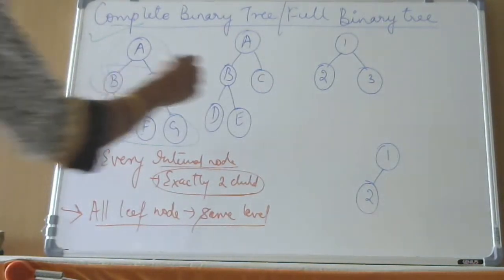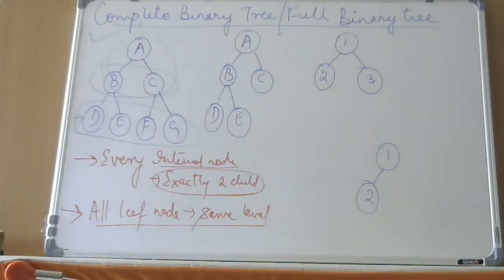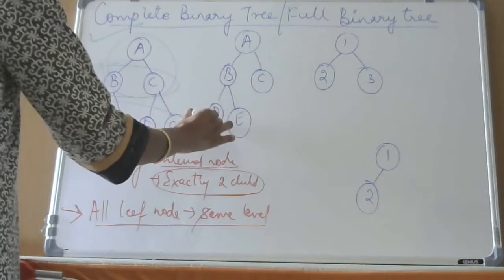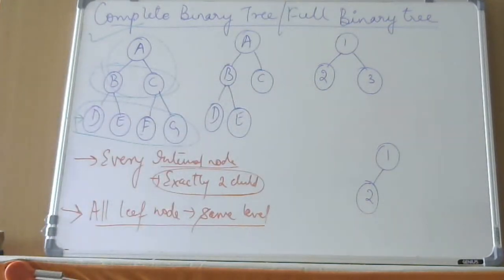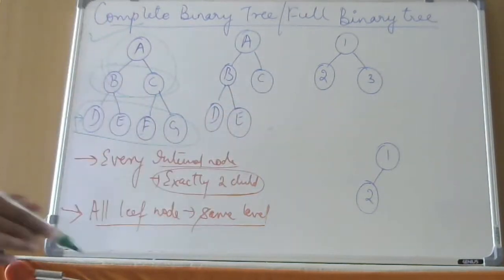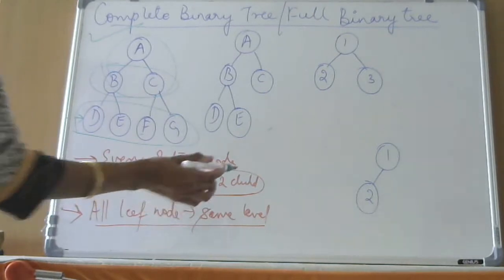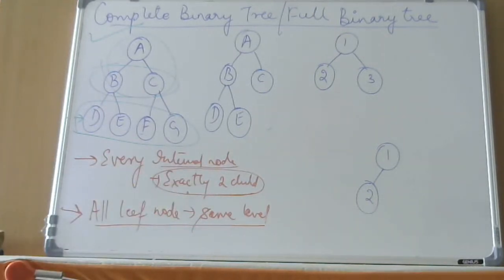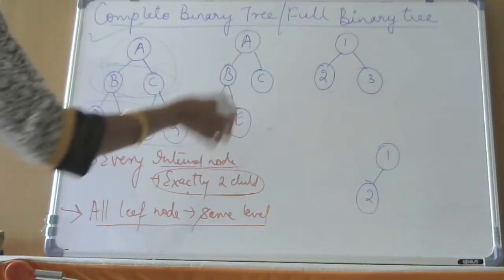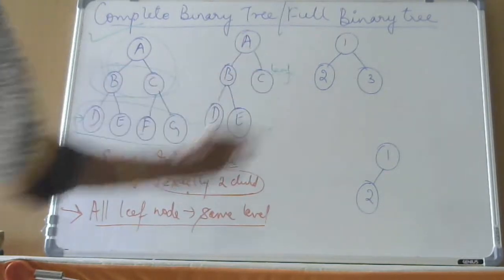Okay. Let us come to the second example. A has two nodes, B and C. No issues. B has two nodes, D and E. Okay. C doesn't have any node at all. Every internal node should have two child nodes. Now, if it has no child node, then it will be called a leaf node. Correct? C becomes a leaf node.